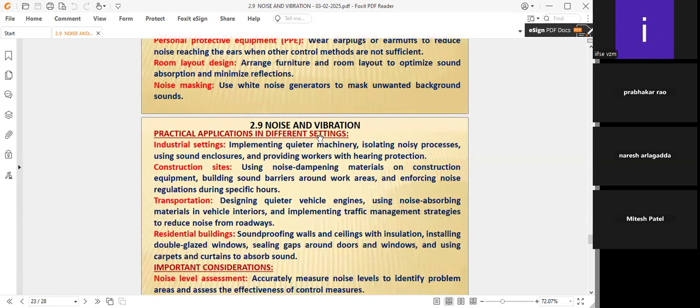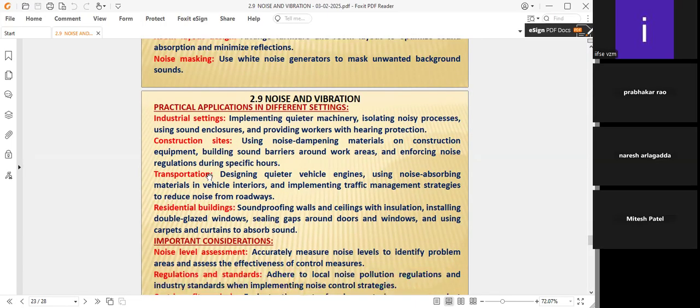The practical applications in different settings are industrial settings, construction sites, transportation, and residential buildings. Industrial settings are different, construction sites are different, transportation is different, and residential buildings are also different. In these areas, different techniques are to be used depending upon the requirement and the noise level generated.